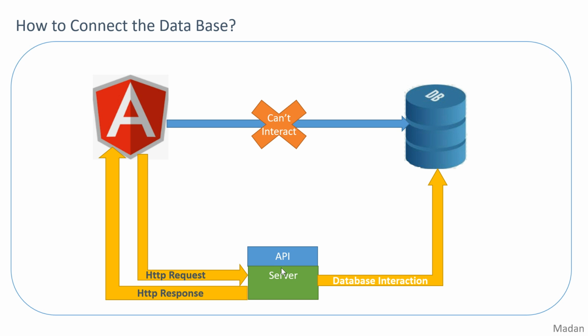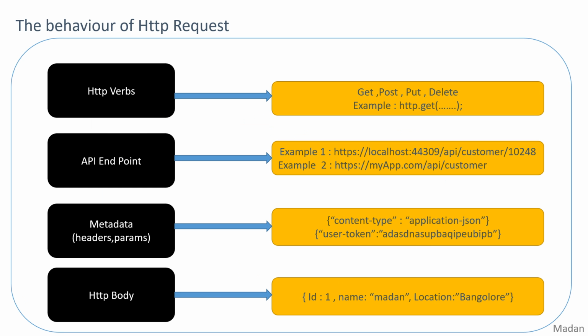communicated to the API by using the HTTP service. That is the concept we have to discuss in this lecture. So before we start the development, let's discuss the structure of HTTP. An HTTP request contains multiple parts. Those are verbs like get, post, put, delete, and API endpoints. Then the metadata of those endpoints, like headers and params, and the body of that HTTP request.